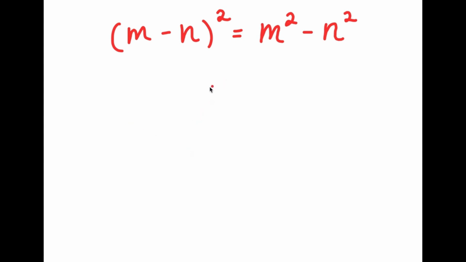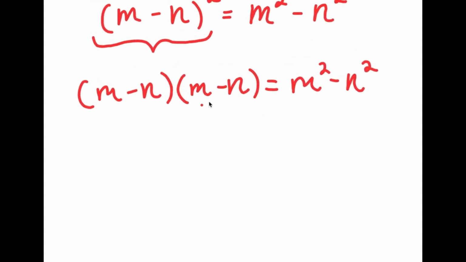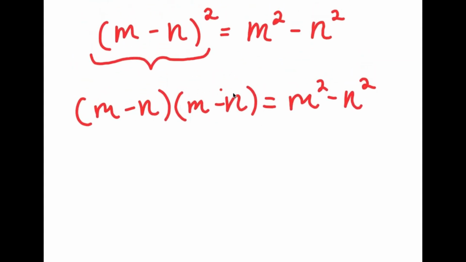Alright, so in this problem I have (m − n)² is equal to m² − n². So to solve this problem, I'm going to first start by rewriting (m − n)². I'm going to rewrite this as (m − n) times (m − n).